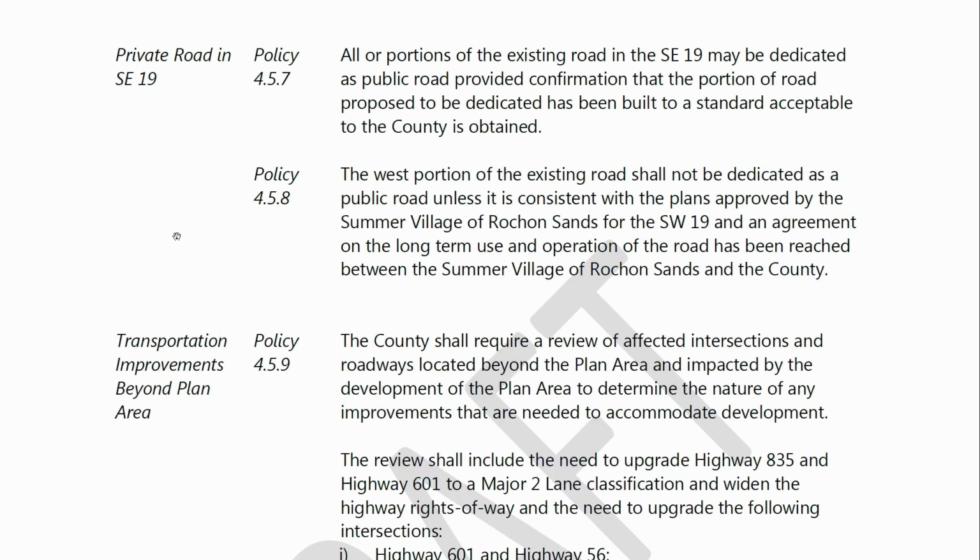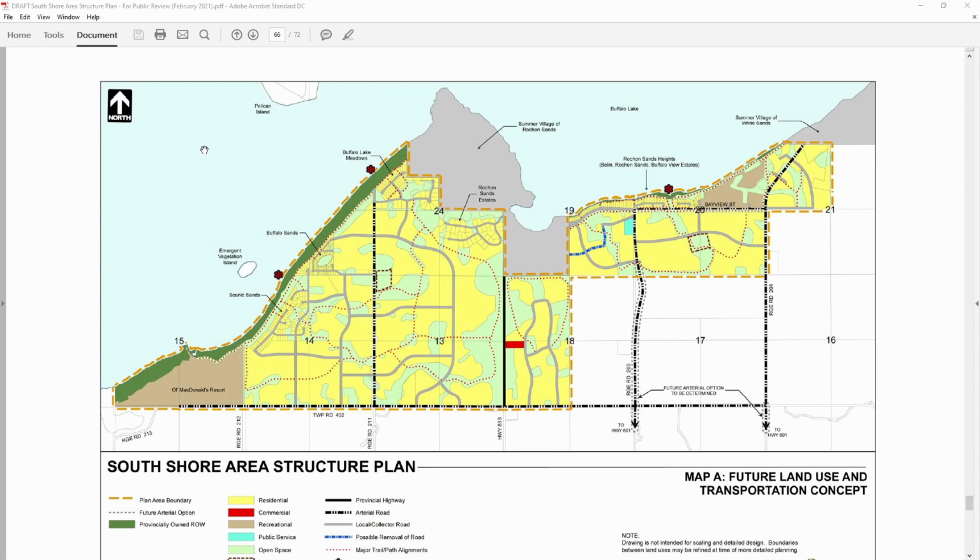There are some specific policies talking about what's often referred to as the Boland Road, which is, let me just bring it up and show you on Map A, a privately built road that extends through the summer village of Roshan Sands and into lands in the county. So the portion in Roshan Sands is just within the grayed out area that you can see on Map A. It extends, generally speaking, in an east-west fashion and ties into 835 on the west side.